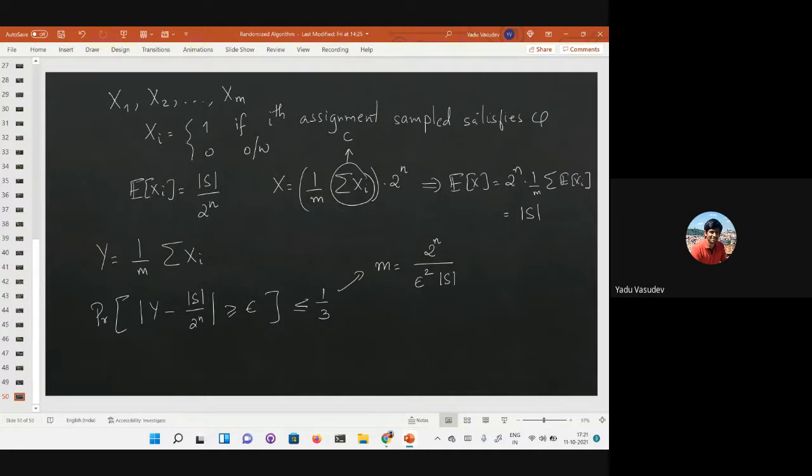So for this level of approximation, you need m to be something like order 2 power n divided by epsilon square cardinality S. Only if you have this can you say that your approximation is good enough compared to the value. You want m to be something like 2 power n divided by epsilon square cardinality S. So what is wrong with this? What is the problem if you have such a scheme?